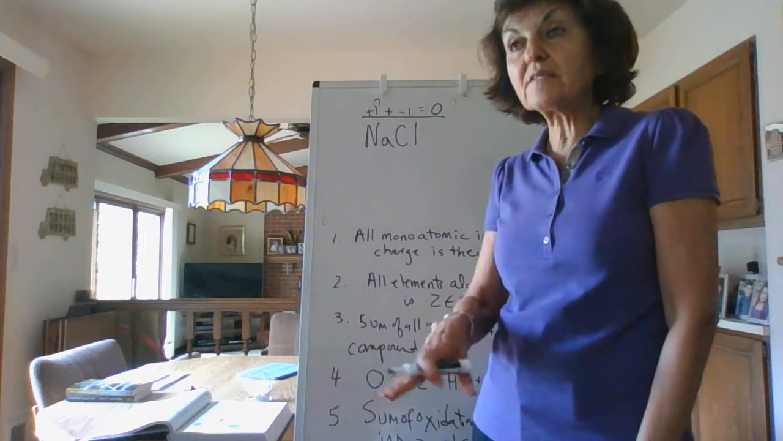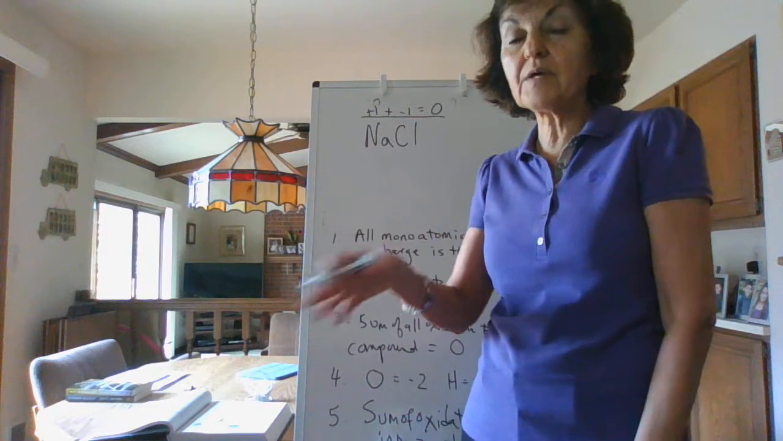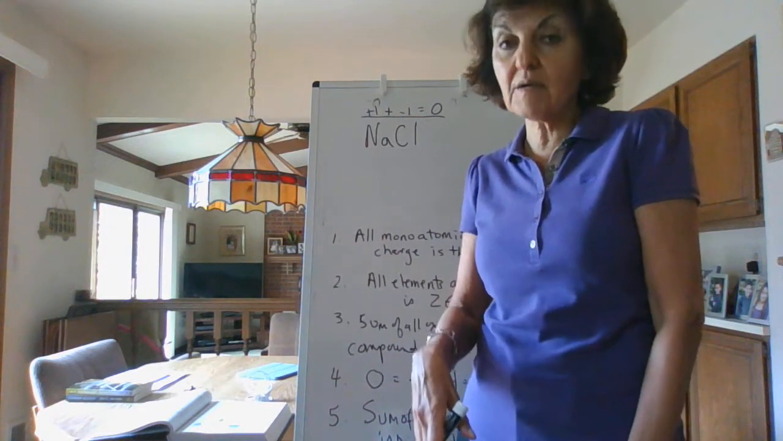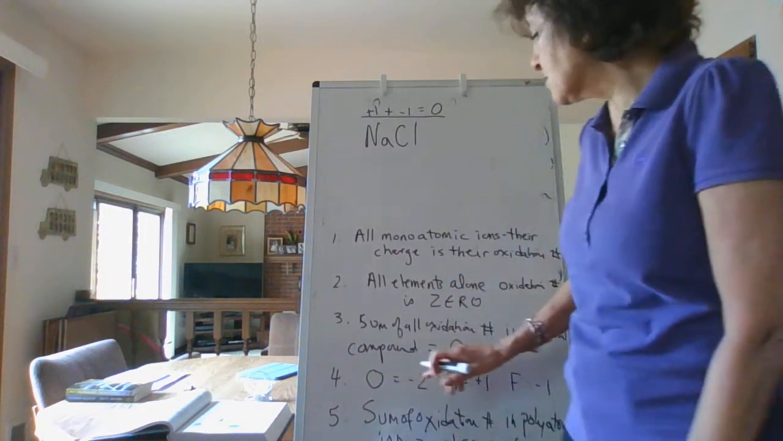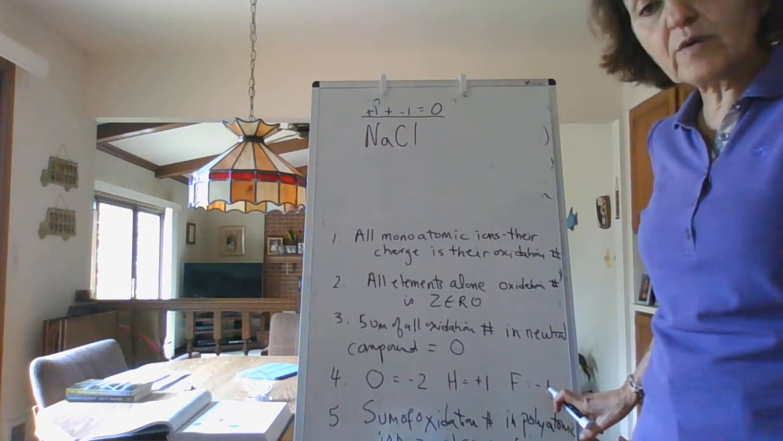Not when it's O2 by itself. If it's O2 by itself, it's 0. But anytime oxygen is hooked up in another compound, you're going to see it as -2 pretty much in this class. Hydrogen is usually +1, and fluorine is always -1.